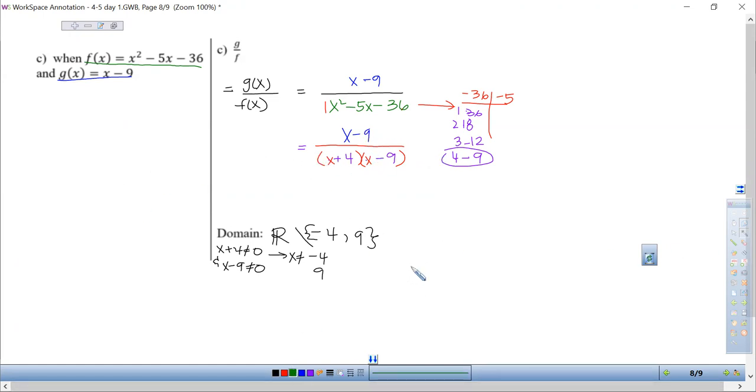I have to do that in that step again, remember, because this X minus 9 reduces. X minus 9 divided by X minus 9 is 1. So I'm left with 1 over X plus 4.